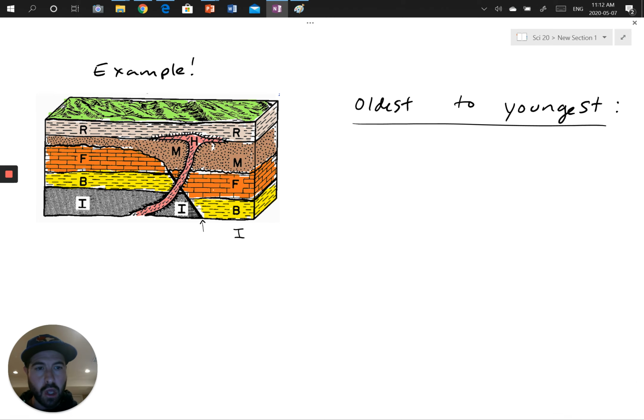So there's a couple different laws that I'm looking at here. So using superposition and using cross-cutting, we can look at these. And so I'm going to say I is the oldest because it's the deepest. And even though F is above B over here, we know that there's probably an I underneath here as well. So we know that there was some kind of shift here. So we have I. We know I is older than B, and B is older than F.